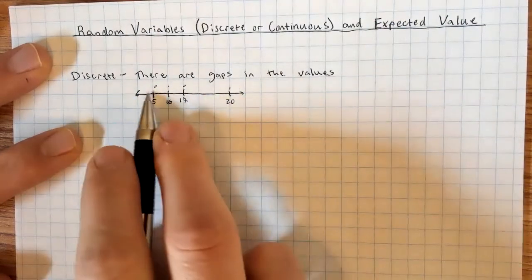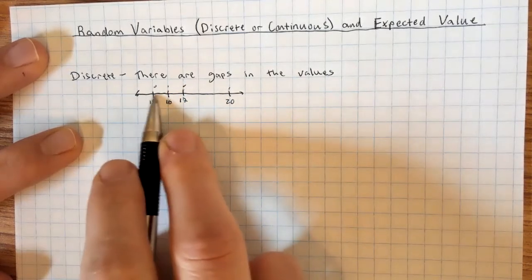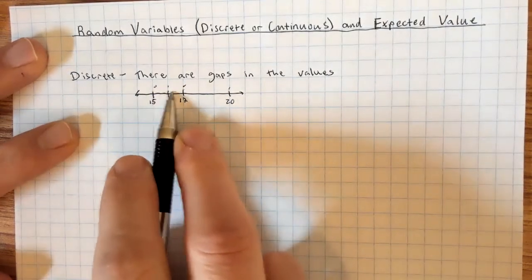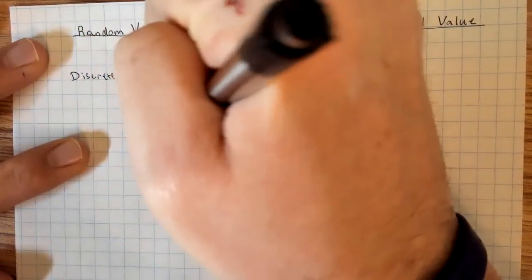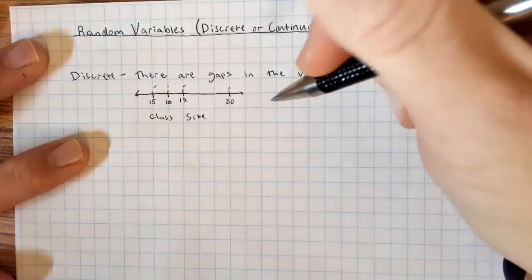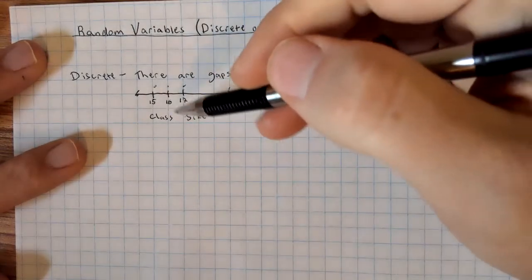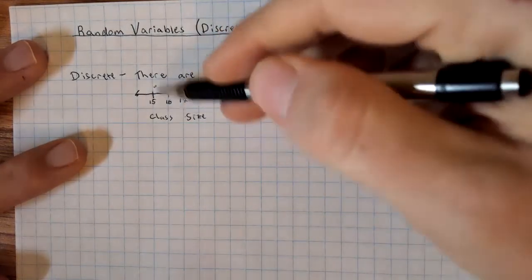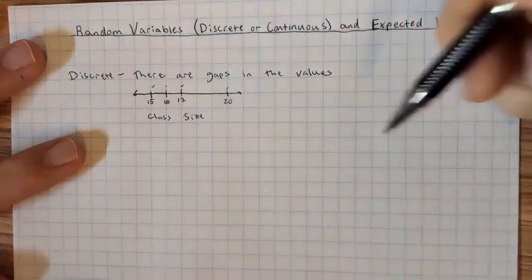We can make a dot plot with gaps in between the dots. I'm never going to have like 15.3 students in my first hour class. So again, this was just my class size. And the benefit of a discrete random variable is we can assign probabilities to these individual values. For continuous distributions, it's not so easy to do this.